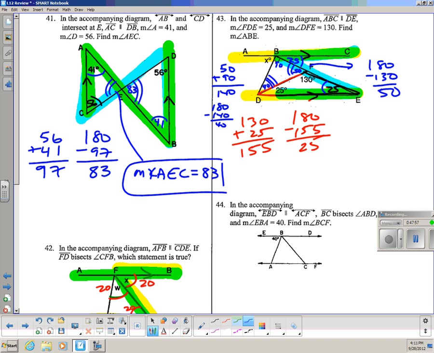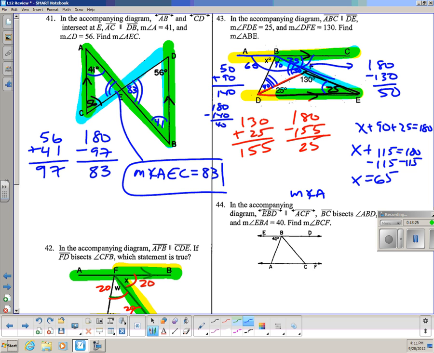Now I'm being asked to find angle ABE. ABE is here. I have to get that X. So how do I get the X? Well, one way to do it is to realize X, 90, and 25 are on a line together. So X plus 90 plus 25 is 180. X plus 115 is 180. Subtract 115. And X is 65. So X is 65. But the measure of angle ABE is the 65 plus the 90. It's the wide angle, which is 155.